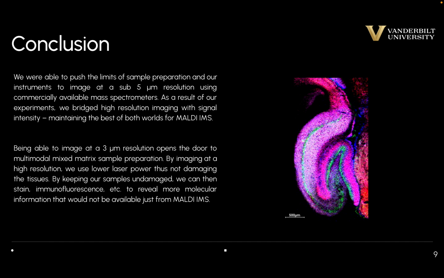In the future, we're hoping to apply this sample prep to different types of tissues, possibly other HuBMAP tissues or other parts of the brain, such as, on the right, an image of a rat brain hippocampus.